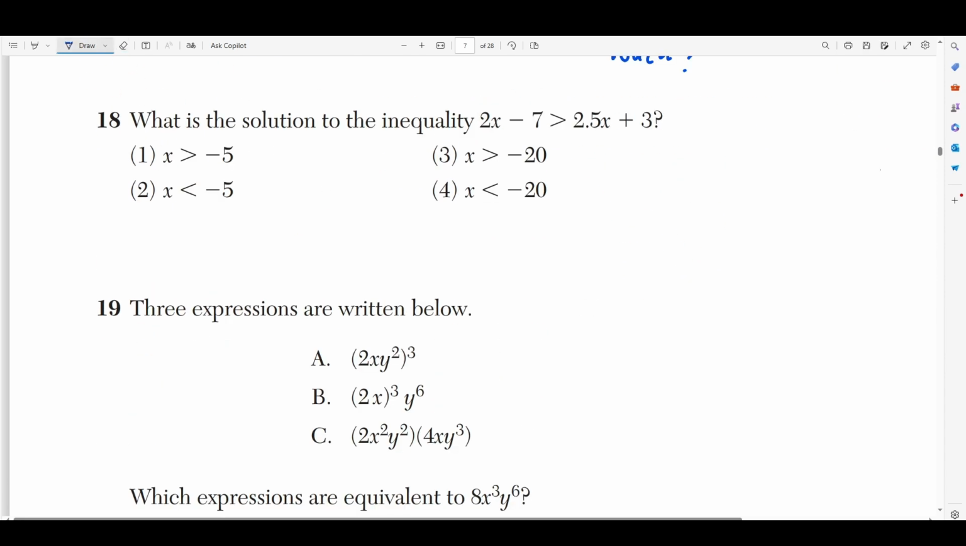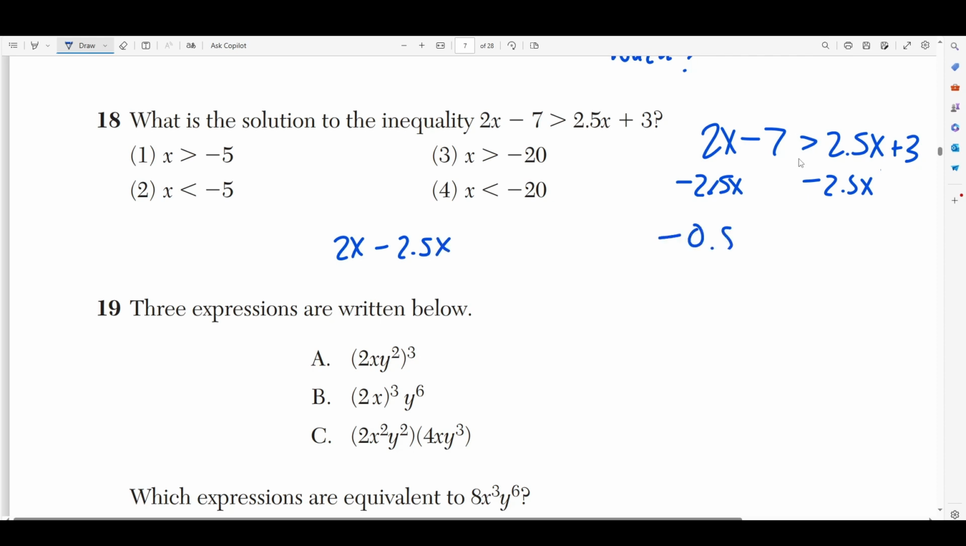Okay, so moving on to number 18, it says, what is the solution to the inequality 2x minus 7 is greater than 2.5x plus 3? So let's solve it, right? 2x minus 7 is greater than 2.5x plus 3. Okay, cool. So let's just combine our like terms. So let's subtract 2.5x from both sides. So here I have 2x minus 2.5x, which is going to be negative 0.5x. And now I'm going to add 7 on both sides. So I have negative 0.5x is greater than 10.